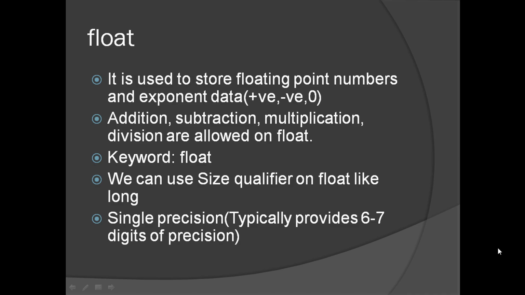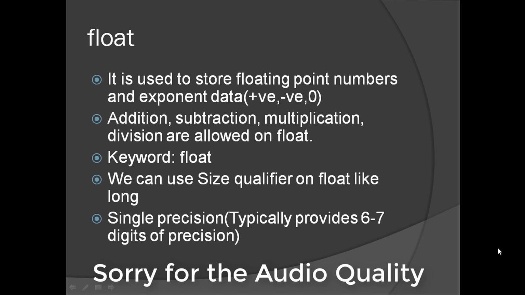Now let us try to understand what float means. Float is a data type in C language. It is used to store floating point numbers and exponent data. What does it mean? We can store decimal point numbers, for example 5.3, 2.5. These kinds of numbers we can store in the floating point data type, and these numbers can be negative or positive, and 0 also can be stored in float.